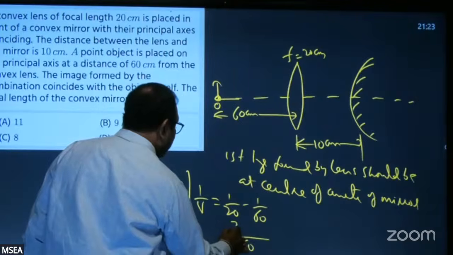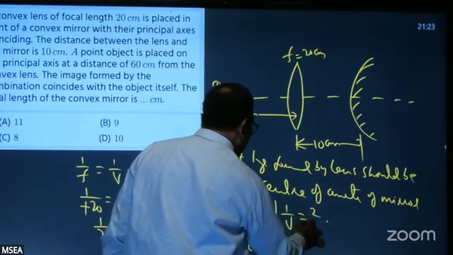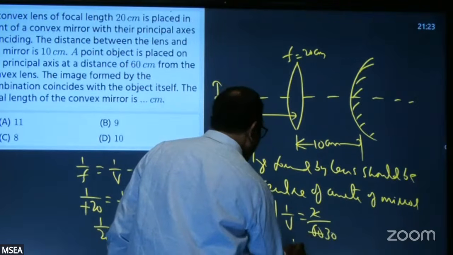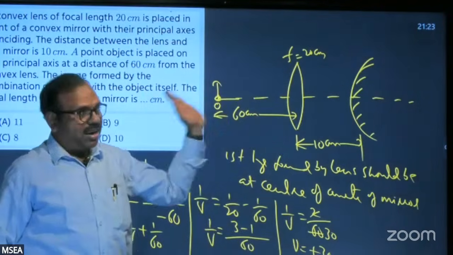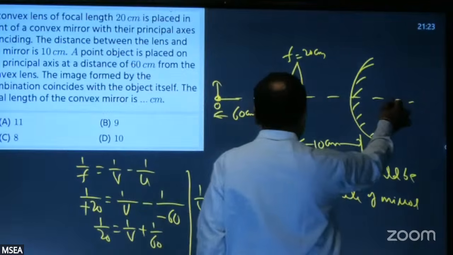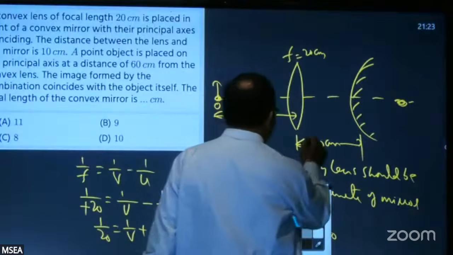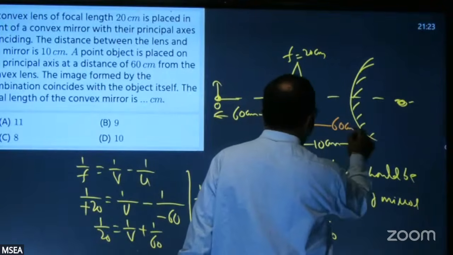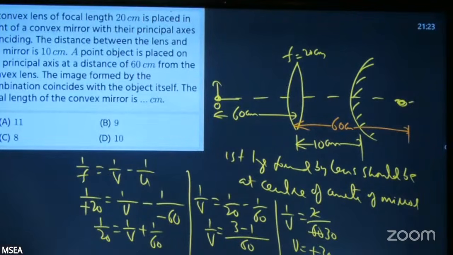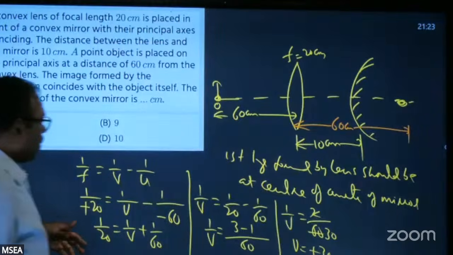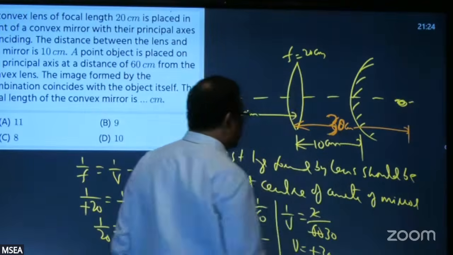LCM is 60, so this is 3 minus 1. Then 1 by v is equal to 2 by 60, so v is equal to plus 30. Plus means the image is on that side, the right side. So the image is formed at 30 centimeters. Yes, this is 30 centimeters we are getting.